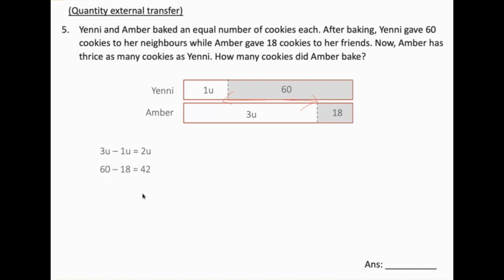2 units is equal to 60 minus 18, 42. 1 unit will be equal to 21. Read the question. How many cookies did Amber bake? To find Amber, you can go 3 times 21 plus 18, or you can simply do 21 plus 60. It's okay because they baked an equal number of cookies. So you can either find Yenny or find Amber directly. In this solution, I do the easy way, 1 unit plus 60. So the answer is 81.